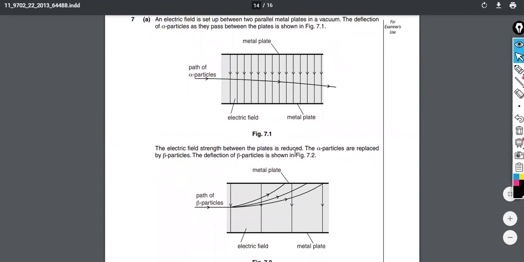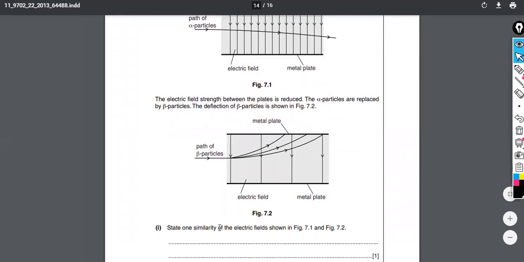All right. And then it says the electric field strength between the plates is reduced. And so they show less field lines. Remember, one way to represent the strength of the field is by the number of lines that you draw. And so they've drawn only 4 lines as opposed to however many this is. The alpha particles are replaced by beta particles. The deflection of the beta particles is shown. Okay, and they're showing sort of that there.